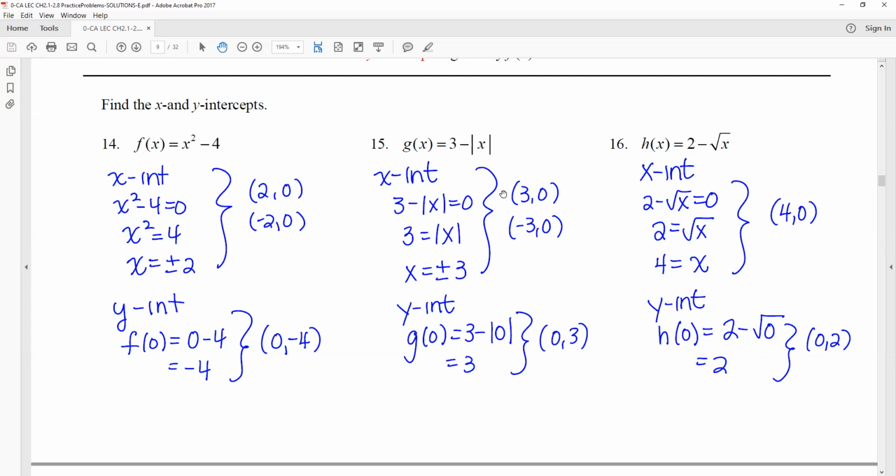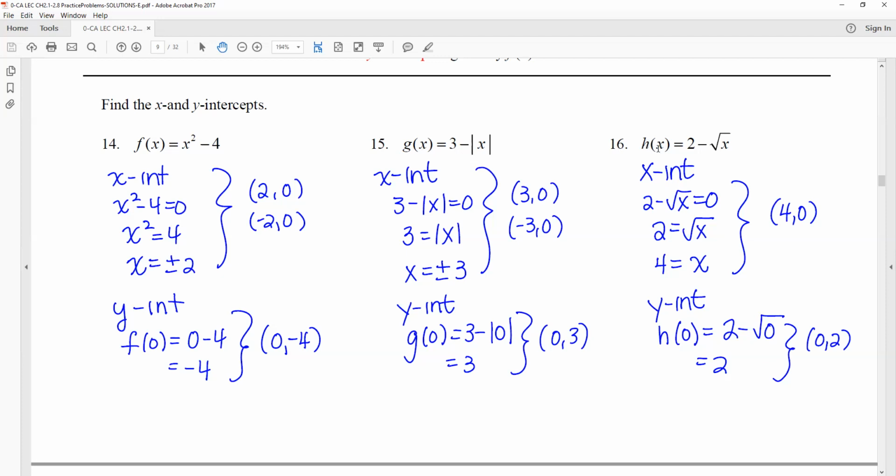On number 15, to find the X-intercept, we replace Y with 0. So we take the 3 on the other side. Absolute value of both sides gives us a plus or minus 3. So we have 3, 0, and negative 3, 0. For the Y-intercept, we replace X with 0. So you can see it here in the absolute values. So 3 minus 0 is 3. So we get the Y-intercept of 0, 3.